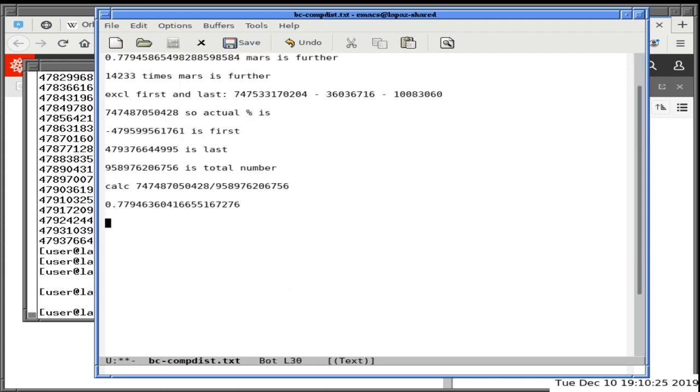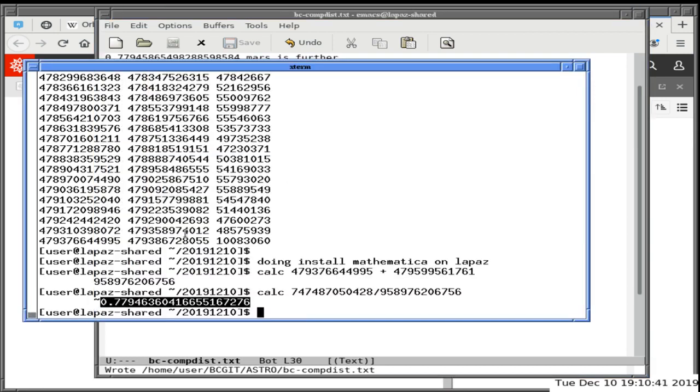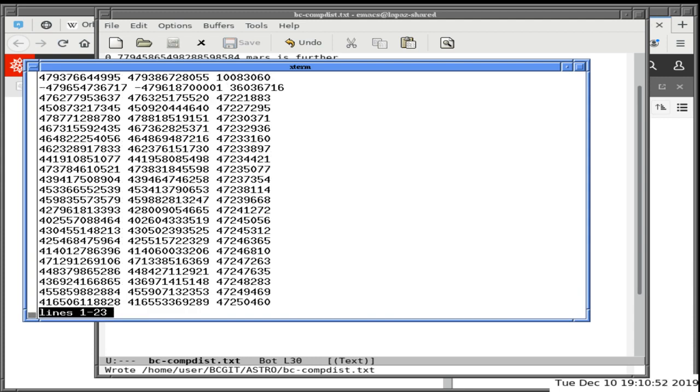Okay. So the next thing we want to look at now is, with the exception of the first and last, which we know are broken, how long does Mars stay further away on an as-period basis? How long is that? So we can do a sort minus k3n, third key, third column, numeric sort, and let's see what we get. Again, the first one's not going to count, and the last one doesn't count either.